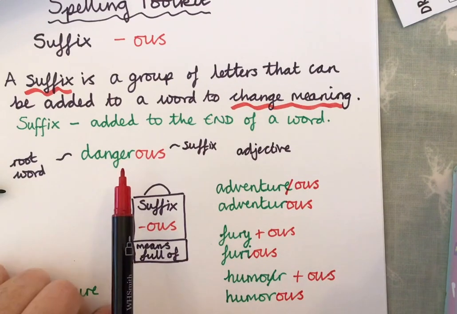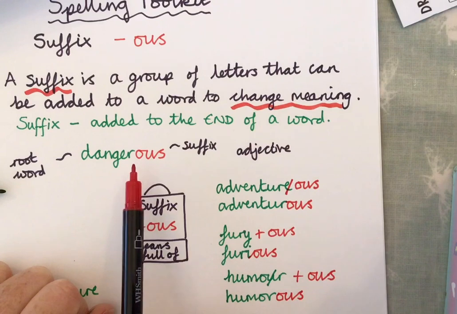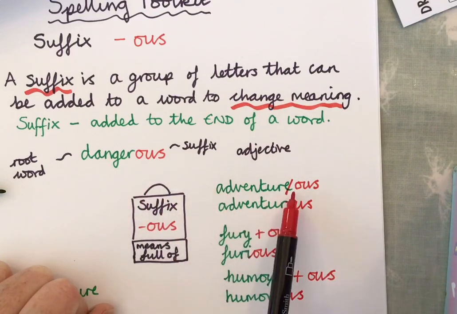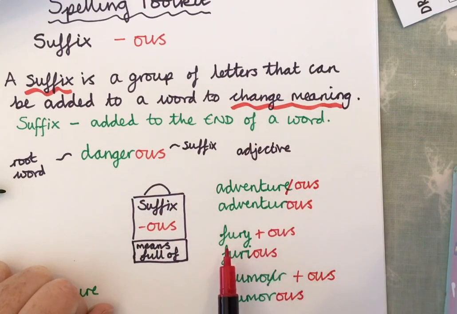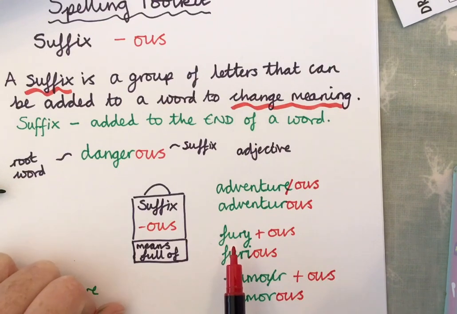Okay, so there are the three rules. Words like dangerous don't need anything to be changed about them, root words. But words ending in E, you need to drop the E. Words ending in Y, you need to drop the Y and add an I. Words ending in O-U-R, you would need to take out the U and then add the suffix.